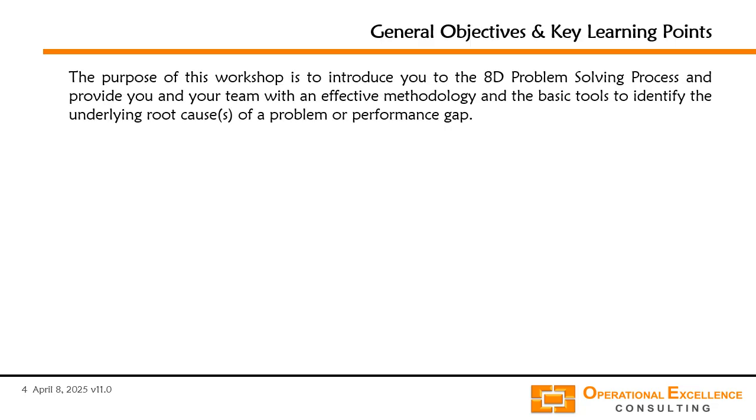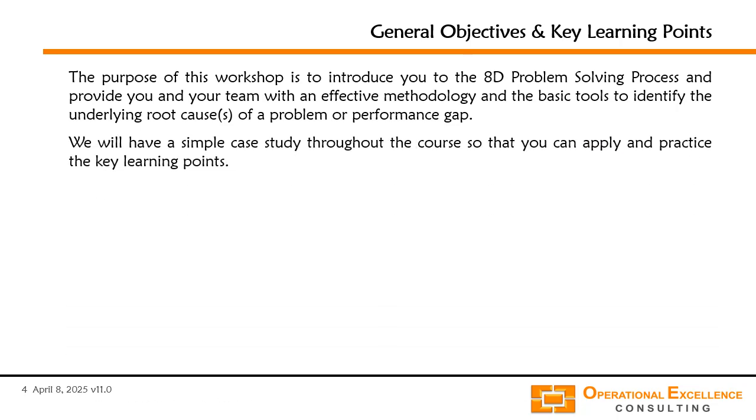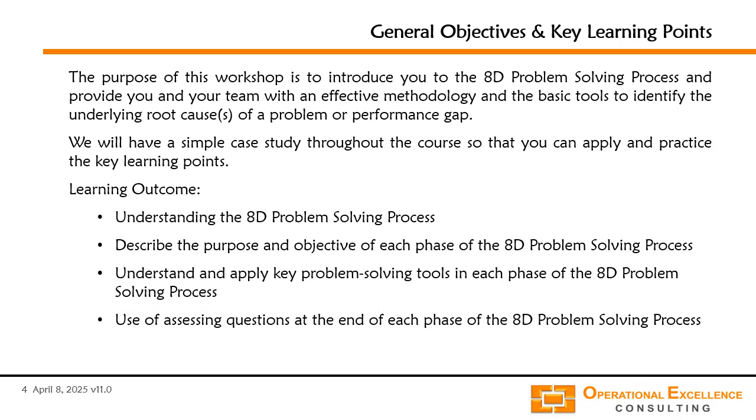The general objective and key learning points of this e-learning module are to show you how the 8D problem-solving process works. I will also review some simple case studies to show you how to apply the different problem-solving tools that are integrated into this process. So, key learning outcomes are to understand the 8D problem-solving process and its 8 disciplines or phases, to be able to use the integrated problem-solving tools to find the root cause or root causes of a problem, and to establish appropriate corrective and preventive actions.